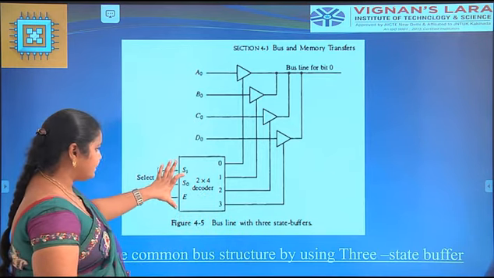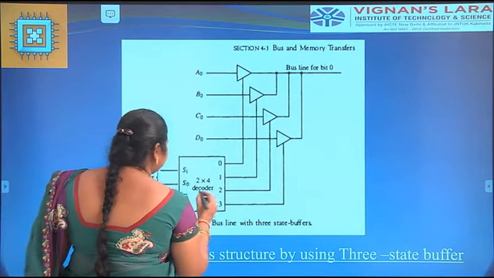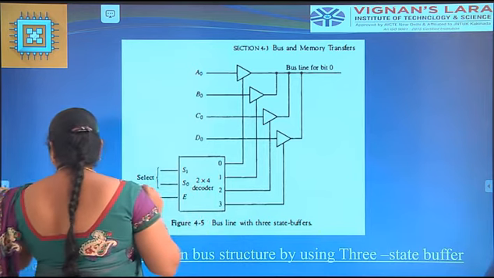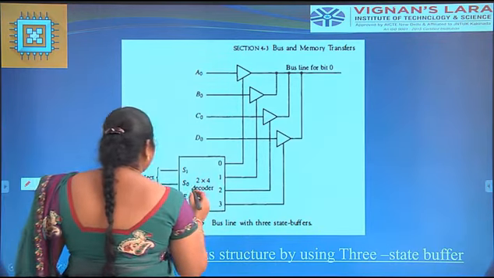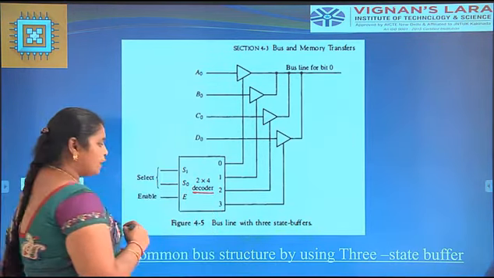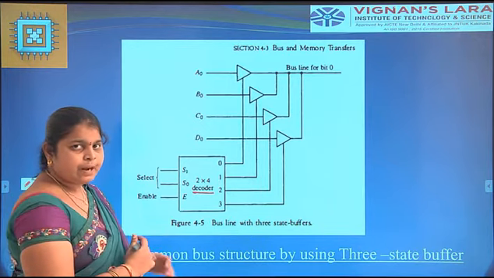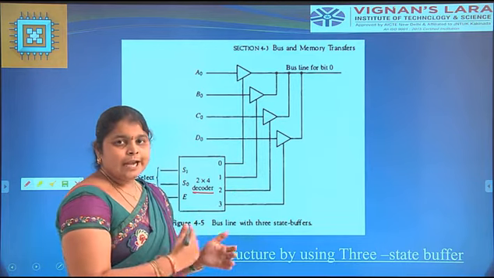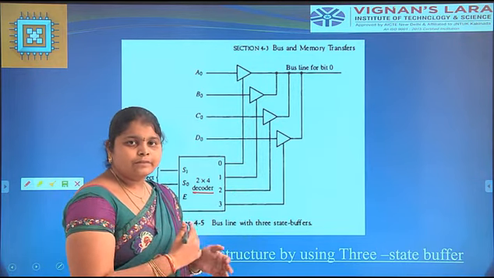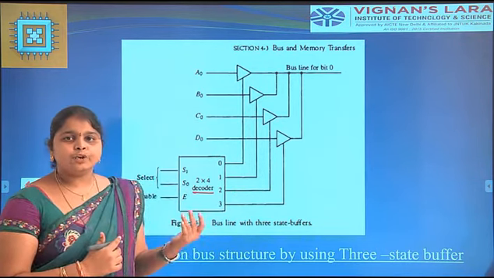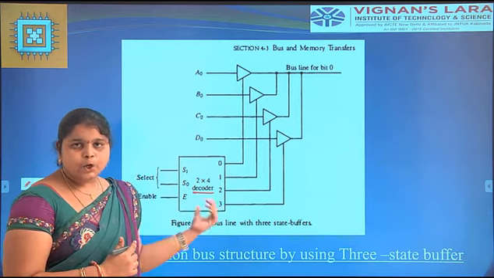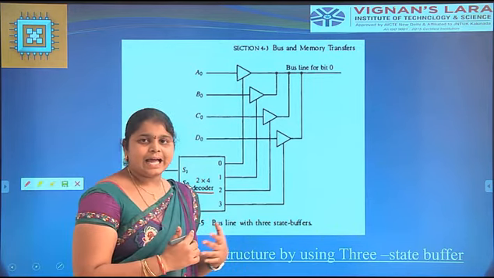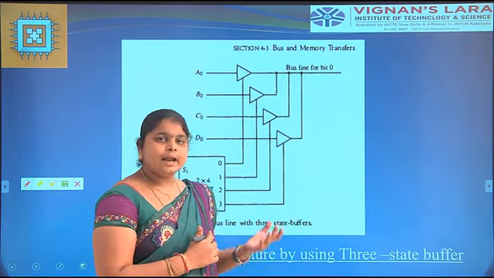Here is a decoder. Decoder means transferring of information from one end to another end. Analog to digital and digital to analog, the information is transferred from one end to another end. That is known as a decoder. Exchange or transferring of information is known as a decoder.